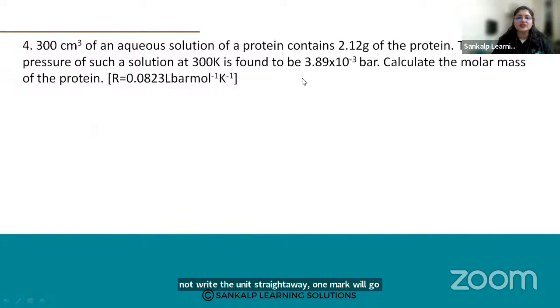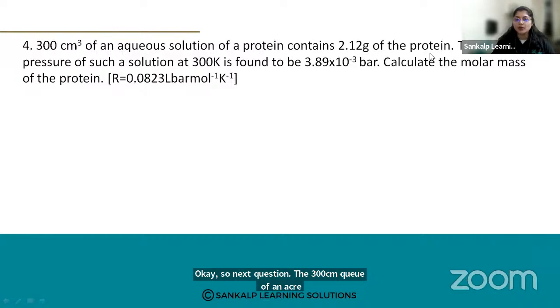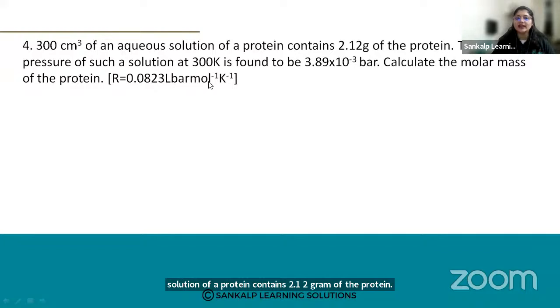Okay. So next question. The 300 centimeter cube of an aqueous solution of a protein contains 2.12 gram of the protein. The osmotic pressure of such a solution at 300 Kelvin is found to be 3.89 into 10 raised to minus 3 bar. Calculate the molar mass of the protein. Okay. R is equals to 0.0823 L bar per mole per Kelvin. Okay, so what all things are given?